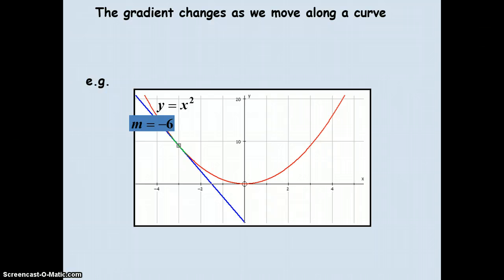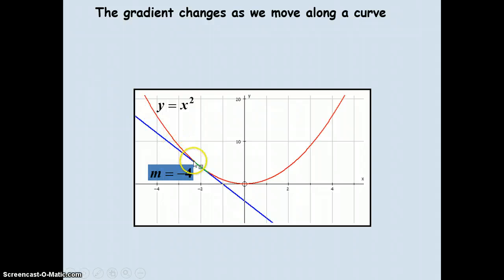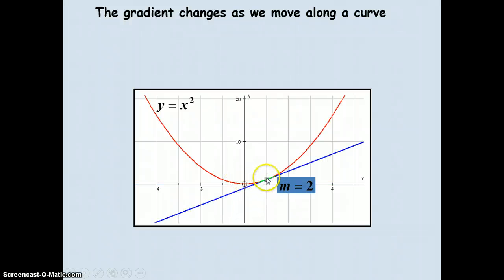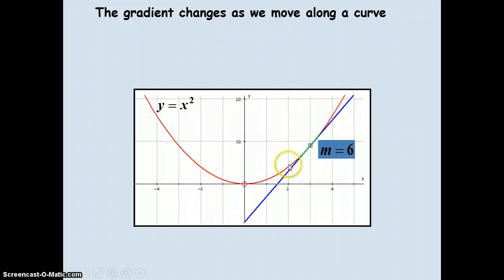So here, to illustrate how the gradient changes as we move along the curve, the gradient here is minus 6. As we move downwards, the gradient increases because it gets less and less steep. It comes to minus 2. Then here it's 0 because the horizontal line has no steepness. And now the gradient starts getting positive because the line is uphill.